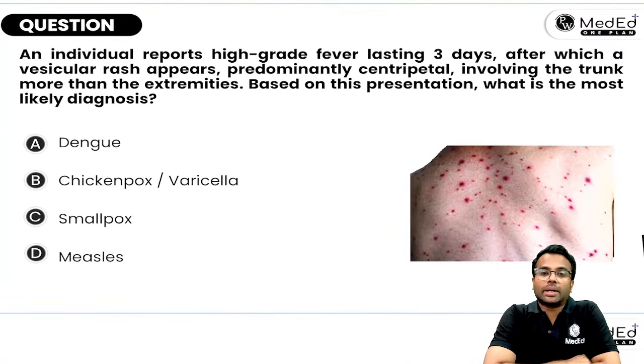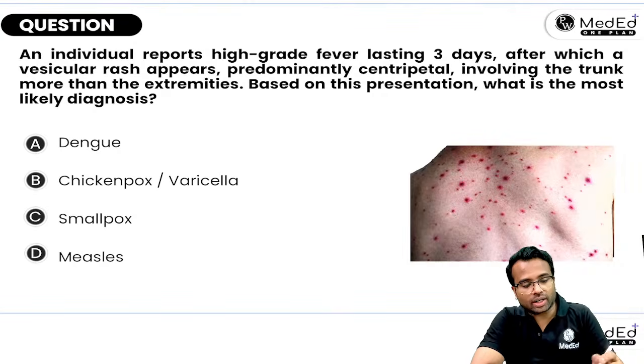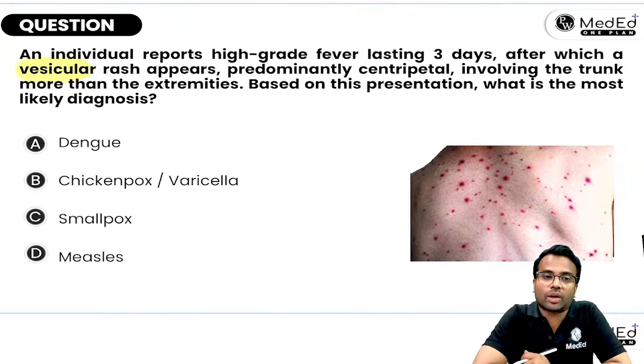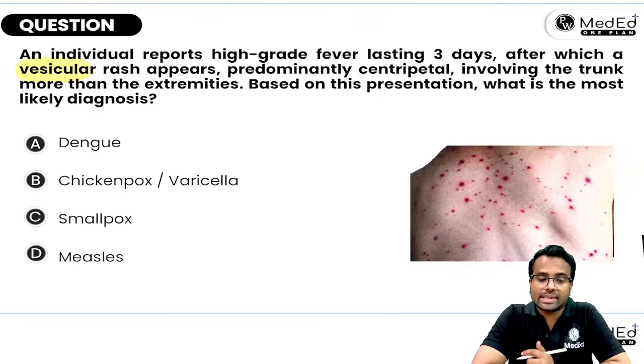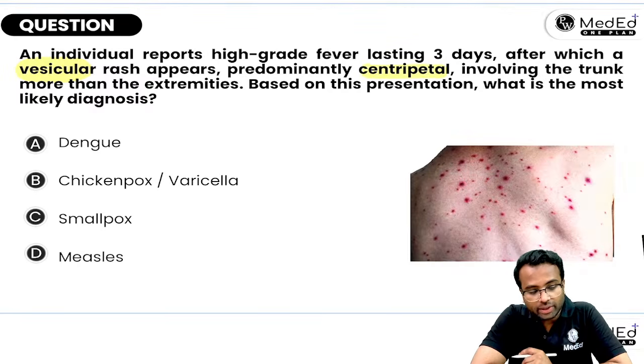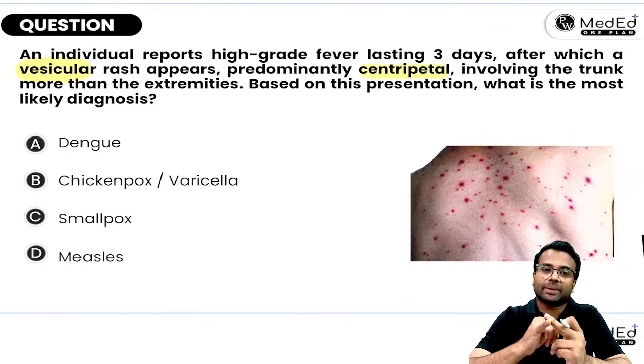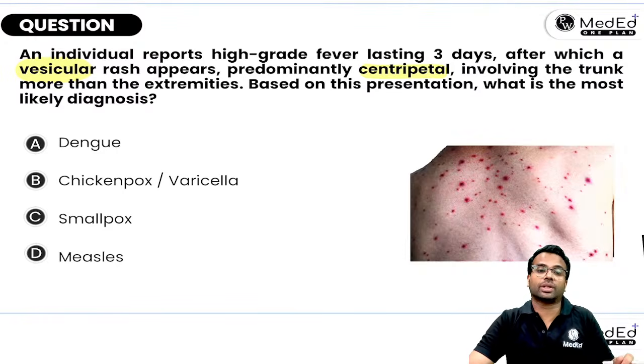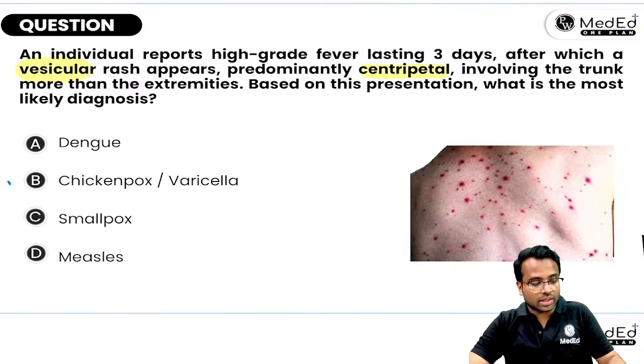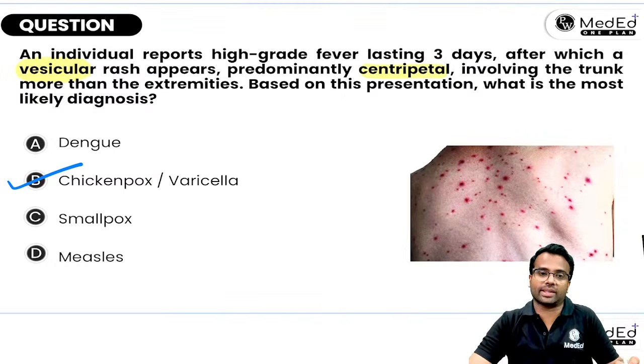An individual reports a high grade fever lasting for 3 days, after which vesicular rashes appear. Vesicular rash, I got one buzzword. Predominantly centripetal, involving the trunk more than extremities. Based on this presentation, what is the likely diagnosis? Dengue fever, chickenpox, smallpox, measles. Again, a simple question, right? Because there are vesicular lesions and a centripetal distribution, and all those things, this is more consistent with chickenpox or a varicella infection.